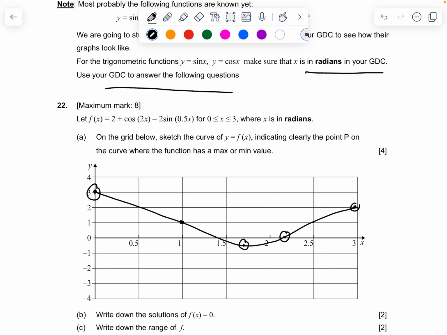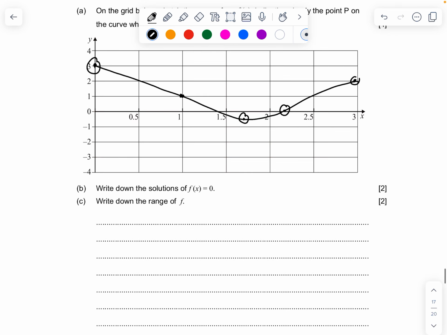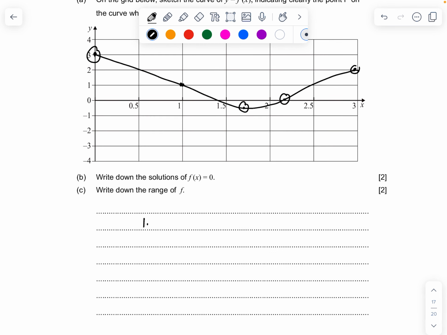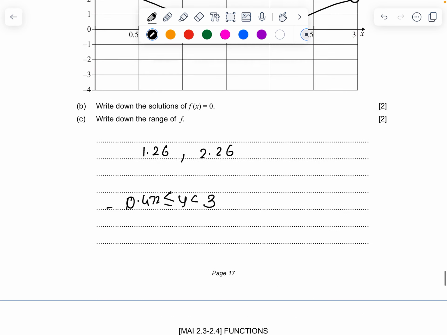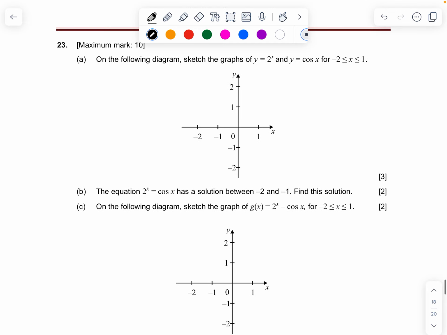This is going to be the approximate graph. Write the solutions of f of x equals 0. Use the calculator, you should be able to get these answers. The range, the y values when you use the calculator, should be giving you negative 0.472 and 3. Check that from the GDC carefully.